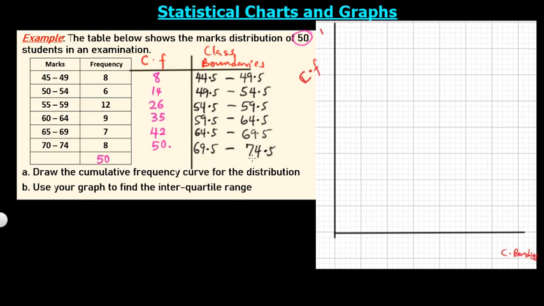So we start from the upper boundaries here. We can pick that to be here 49.5 followed by 54.5 followed by 59.5 followed by 64.5 followed by 69.5 followed by 74.5. Now this point is seen as a 0.